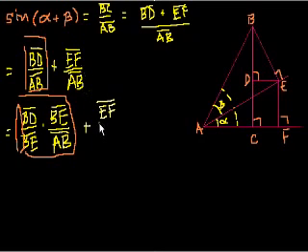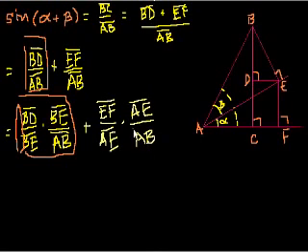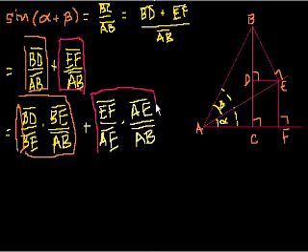EF over AB is the same thing as EF over AE times AE over AB, right? Once again, we're just multiplying fractions. These would cancel out, and you would get this again. And let me make sure you understand that this term is the same thing as this term. You can just multiply out the fractions, and that's what you would get.